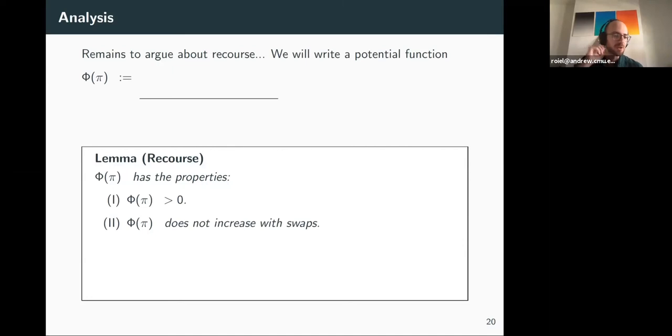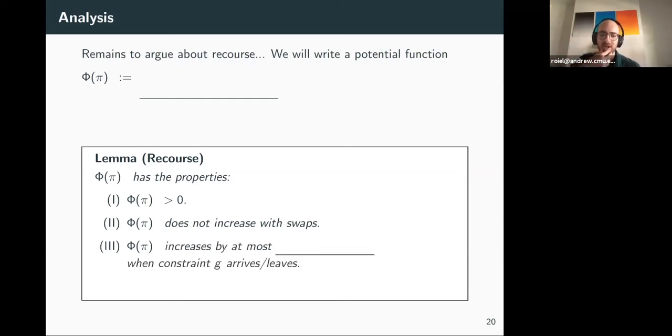This potential never increases with swaps. Recall we said that swaps never cost recourse. So we're just going to make sure that swaps never accidentally add energy to the system, and then we'll be able to do swaps for free. We're going to argue that this potential increases by at most some amount when a constraint arrives or leaves. So when something happens to the world, the energy in the system increases by some bounded amount. And then every time we perform a gamma move, we're paying one recourse, but we're also spending some energy from the system. And we're going to say that this phi decreases by at least something.